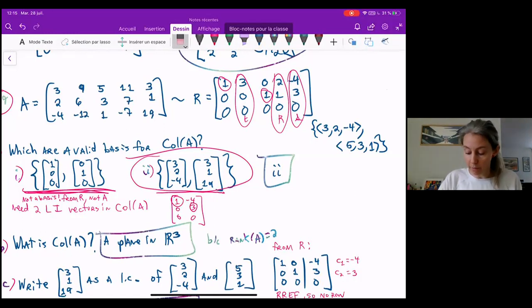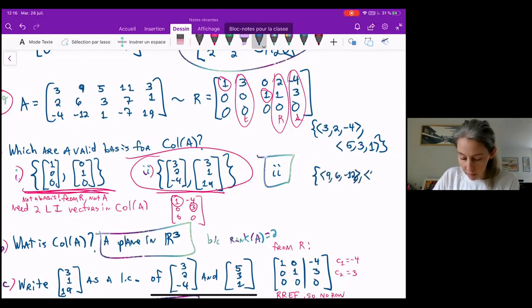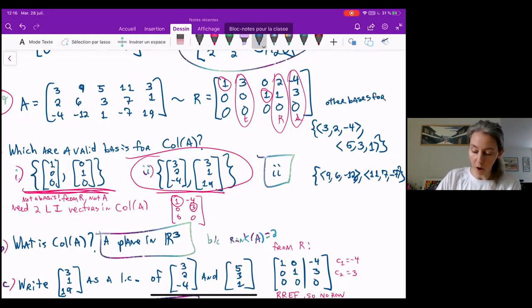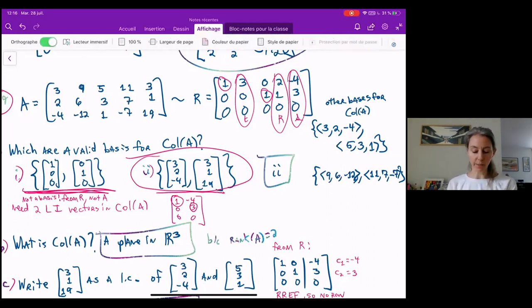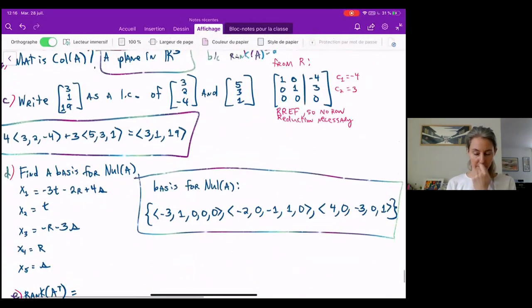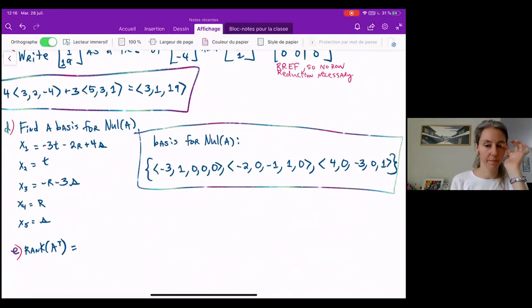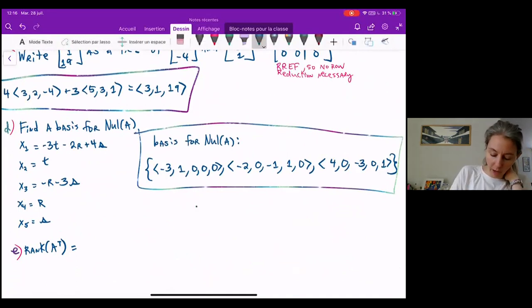Another basis I could give for the column space would be, for example, (9, 6, -12), (11, 7, -7). If I extract those 2 vectors, I still have 2 pivots. So these are other bases for the column space, right? They're asking you, is this a basis? They're not telling you to present one. All right, what's the rank of A transpose? You got it, it's 2. This is because we know that rank A is equal to rank A transpose.